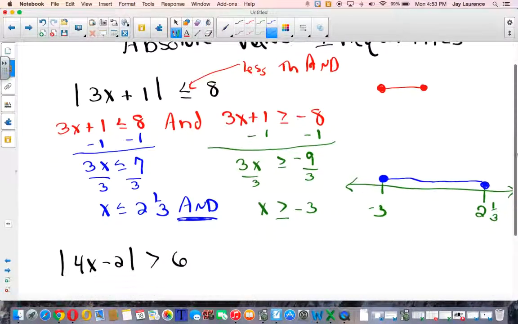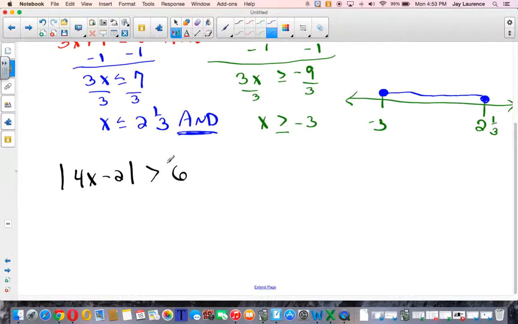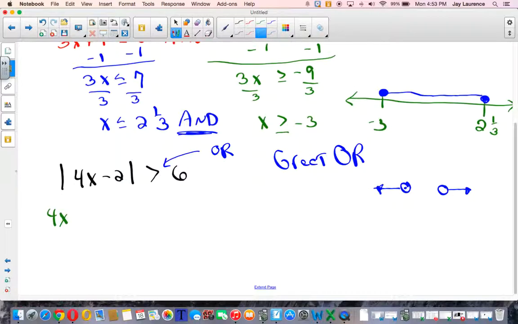All right. Now, one like this is called an or problem. This is an or because it's a greater, great or. And I know its graph is going to look something like this. Right? Remember that? Okay. I have to write two inequalities. 4x minus 2 greater than 6, or 4x minus 2 is less than -6. Notice I flip the inequality and make it negative.